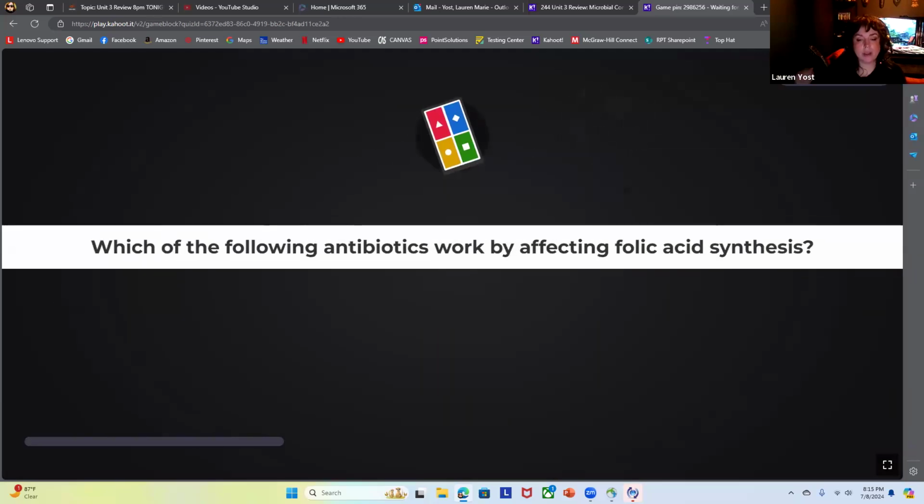Alrighty, which of the following antibiotics works by affecting the folic acid synthesis?